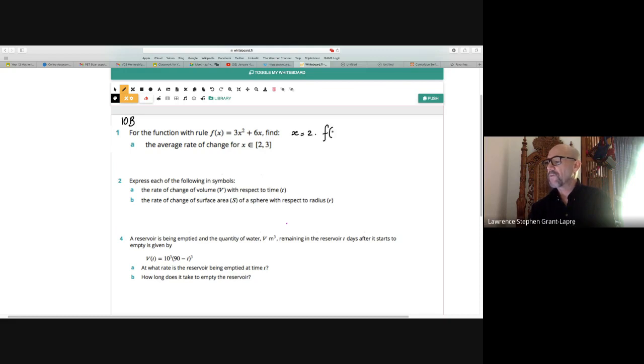So the function of 2 is 3 times 2 squared plus 6 times 2. So 3 4s are 12, 6 2s are 12. All right, so it's at 24. So it's at 2, 24 at the beginning of the interval when x is 3.